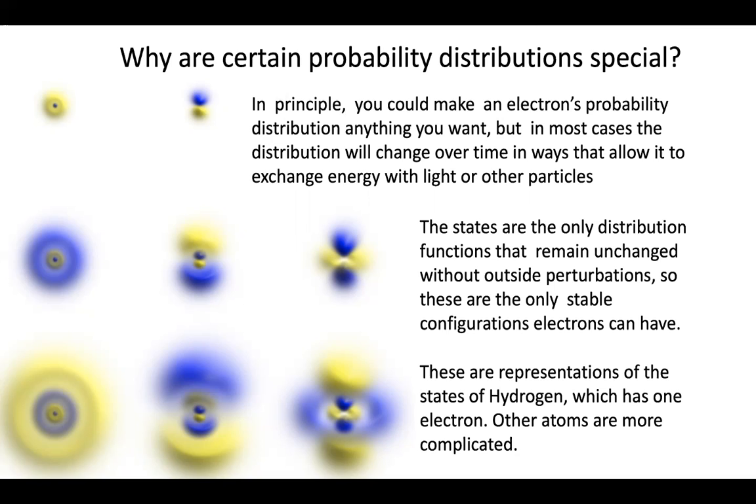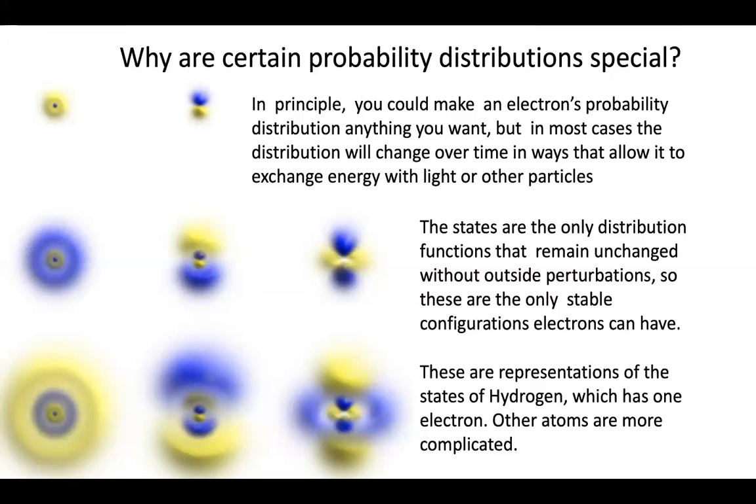As that distribution is shifting and changing around, that's equivalent to a moving charge. It's going to basically release energy until it's in a configuration where the probability doesn't change. Those are the special configurations. There are just a few configurations where the probability distribution does not evolve over time.